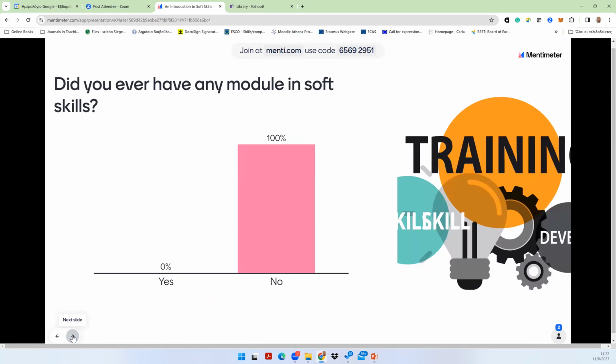So let's move to the other one. Did you ever have any module in soft skills? No. This is very good. This is the opportunity. Opportunities arise everywhere. So just help us to improve this course. I mean, if you have had other courses, probably send us, through an email, your suggestions in order to get improved and provide better services.